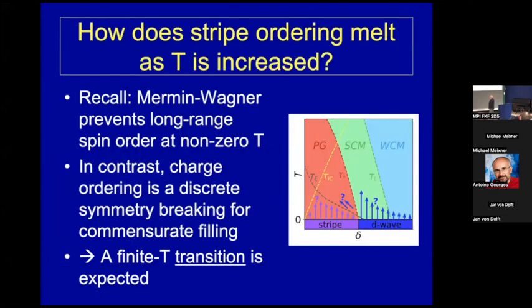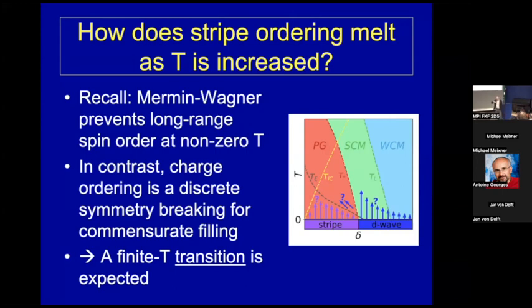Okay, so let me here take a little bit of a sidebar, which is the question of how the stripe ordering melts as you increase temperature. So think about starting from the stripe ordered ground state, which has both spin and charge ordering, and increasing temperature. Spin ordering breaks a continuous symmetry. So we know that because of Mermin-Wagner, it cannot survive at nonzero temperature.